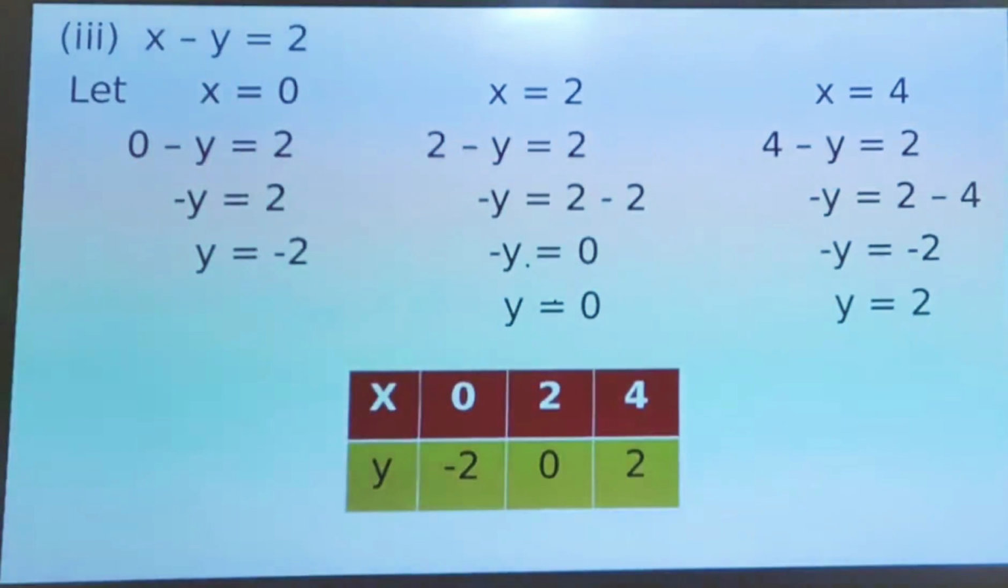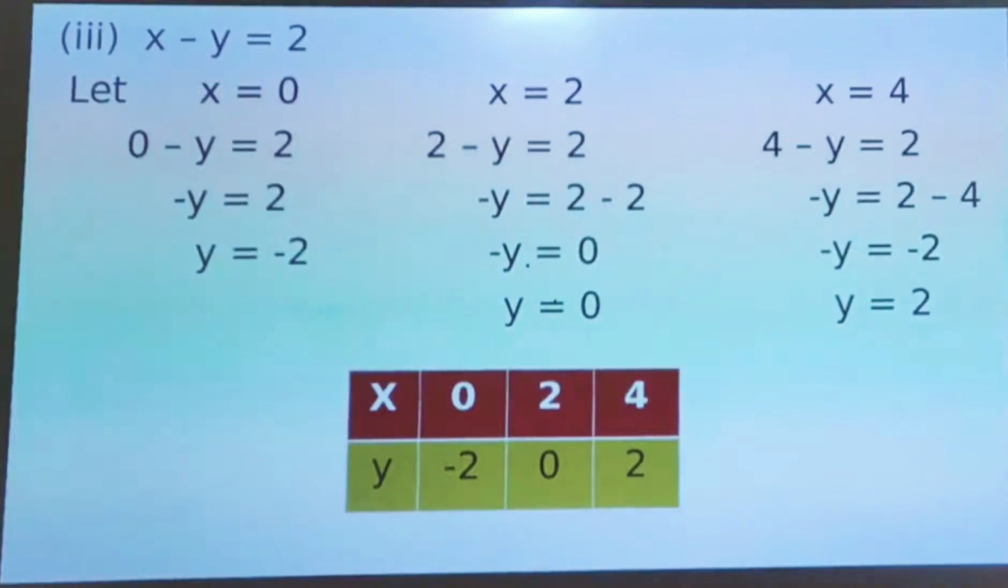Now let's take the value of x as 2. So we'll get 2 minus y equal to 2. That is minus y equal to 2 minus 2. That is minus y equal to 0. That is y equal to 0.